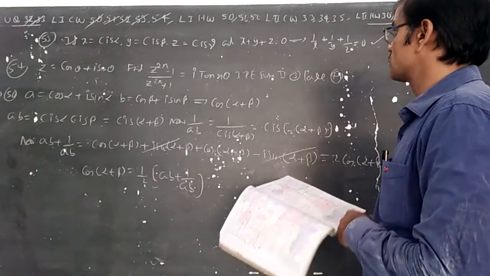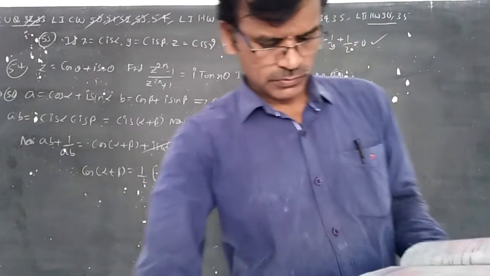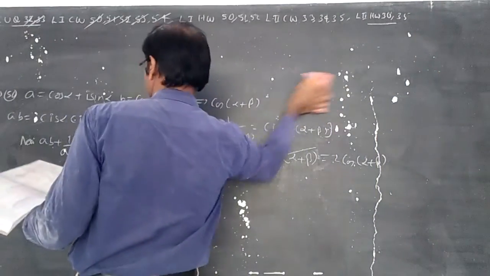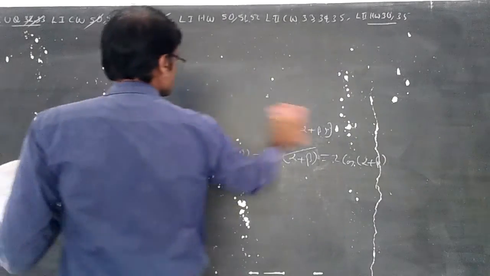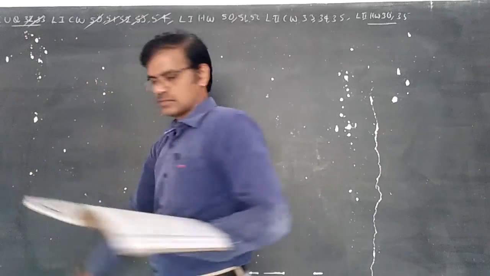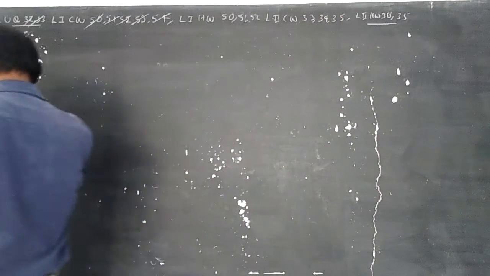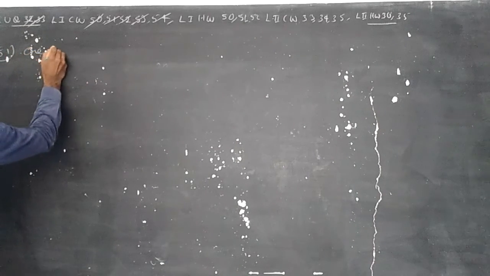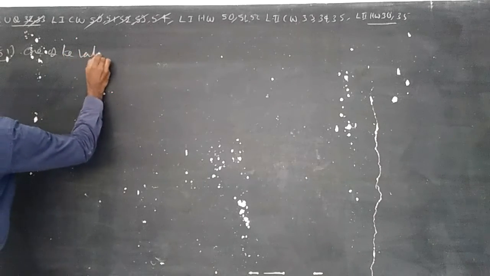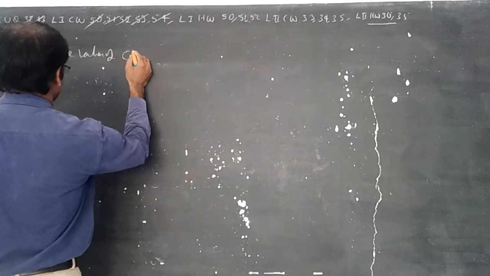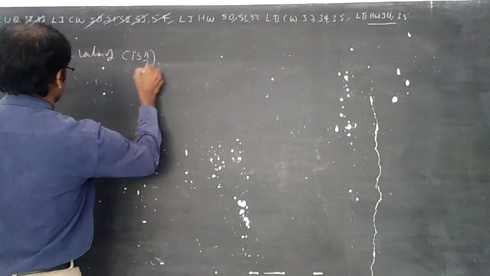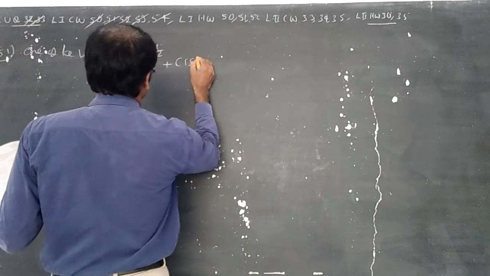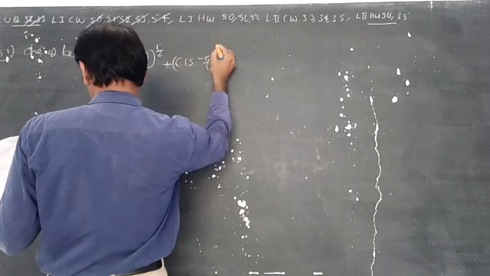Now, 152. 51st question. One of the values of (cos pi by 6 plus i sin pi by 6) whole power 1 by 2 plus (cos pi by 6 minus i sin pi by 6) whole power 1 by 2.